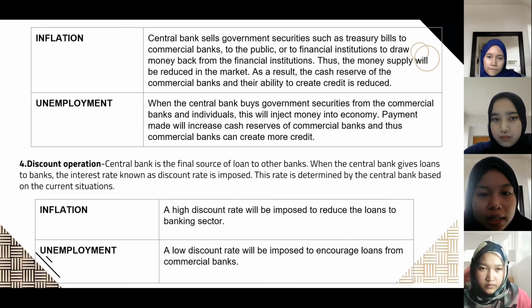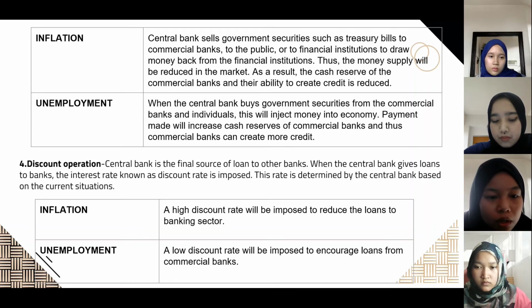Inflation: the central bank sells government securities such as treasury bills to commercial banks, the public, or financial institutions to draw money back from them. The money supply will be reduced in the market. As a result, the cash reserve of commercial banks and their ability to create credit is reduced. Unemployment: when the central bank buys government securities from commercial banks and individuals, this will inject money into the economy. Payment made will increase the cash reserve of commercial banks, and these commercial banks can create more credit.